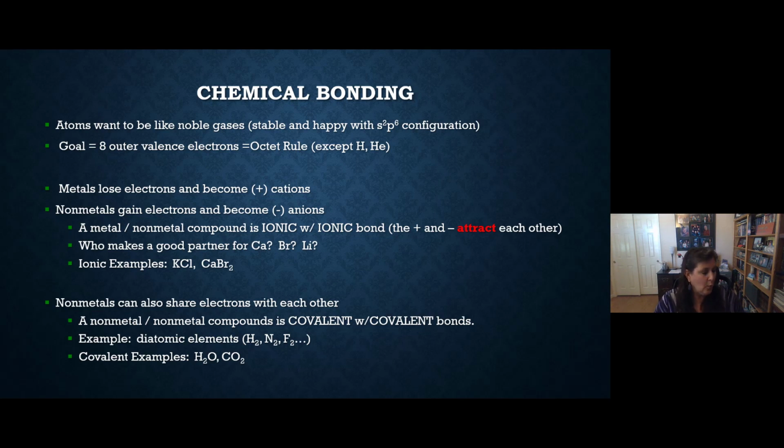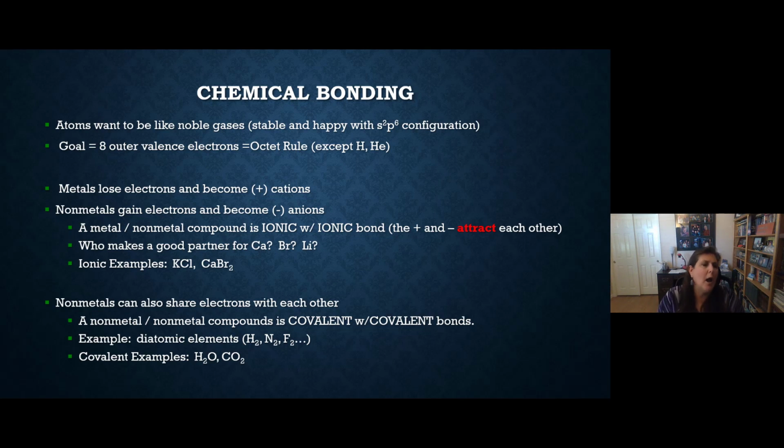Happy chemicals. What about Br? Who would Br bond with? Well, bromine is a halogen. It's in that 7A column, and the ionic charge is -1. So we need a +1 to go with Br. Where are the +1s? Yeah, the first column, right? The first column are +1s. So something like potassium would go well with Br. Some examples of ionic chemicals are KCl and CaBr2. They each have a metal and a nonmetal. So that's what an ionic compound is.